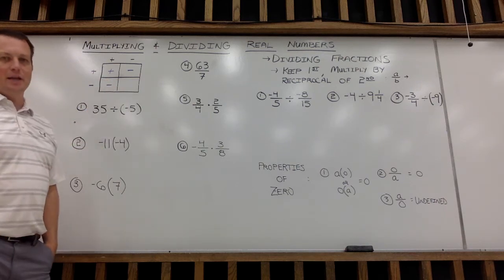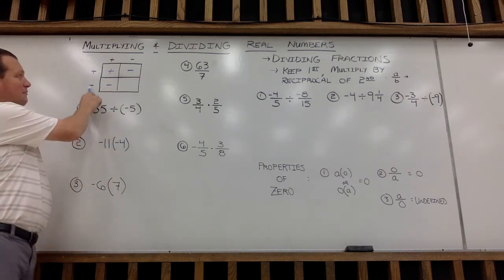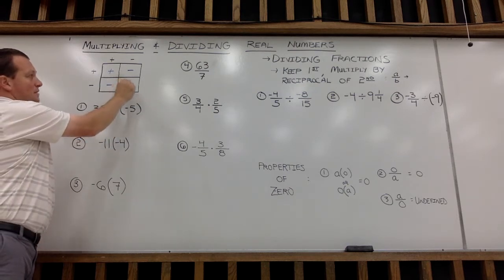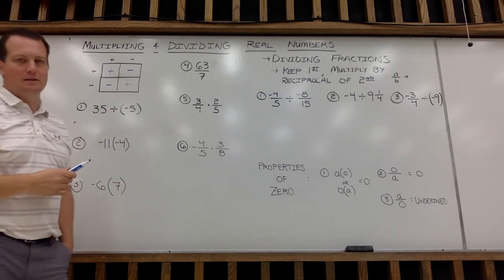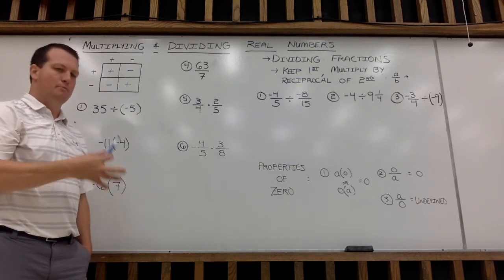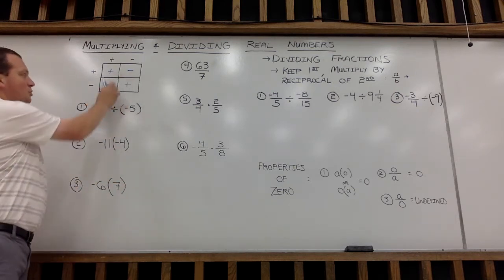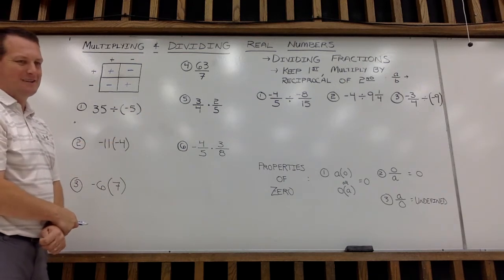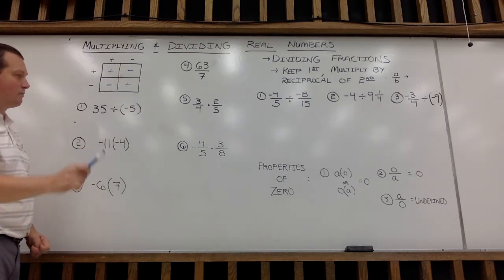But then when I get to two negatives, like negative 5 times negative 5, we know that's a positive 25. Or negative 50 divided by negative 2, positive 25. So don't forget about your signs here as we move into multiplying and dividing values right now.